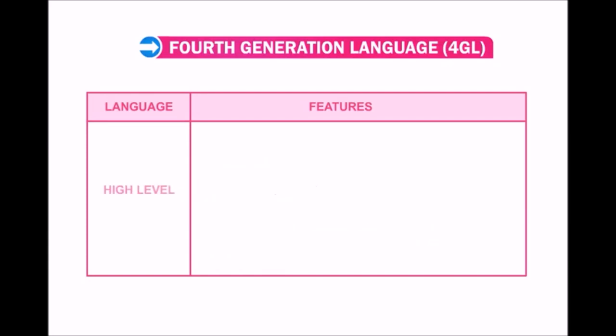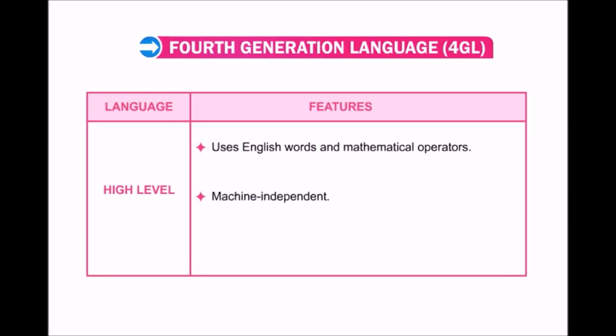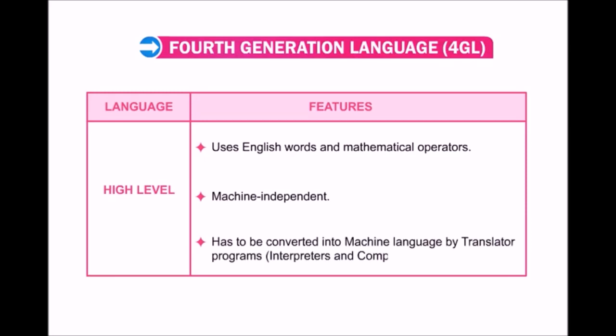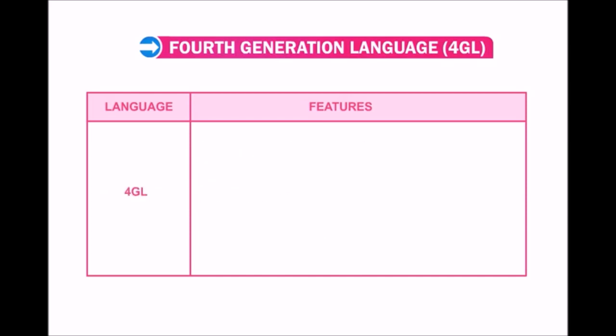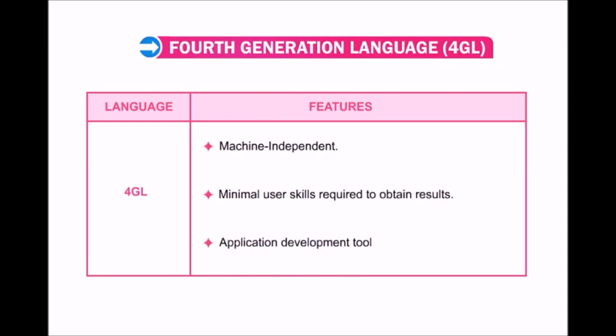assemblers. High level language uses English words and mathematical operators. It is machine independent, and has to be converted into machine language by translator programs, interpreters and compilers. 4GL is machine independent, and minimal user skills are required to obtain results. It is an application development tool.